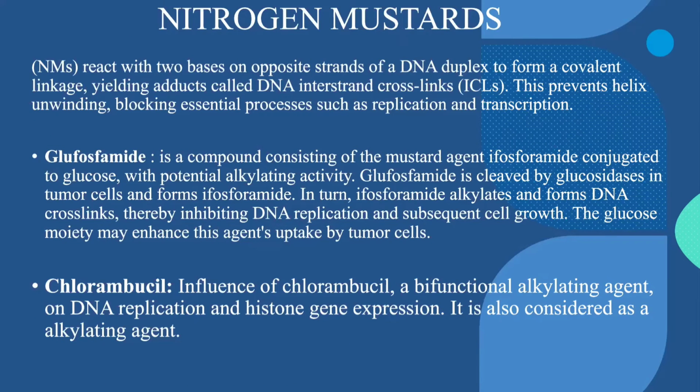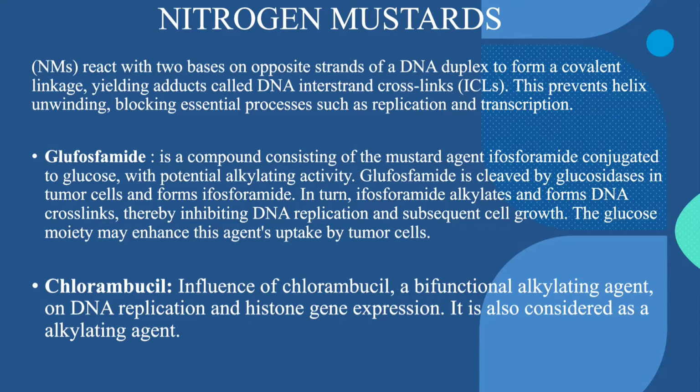And next one is the nitrogen mustards. Previously, we have seen alkylating anti-neoplastic agents. Some of the nitrogen mustards also act as alkylating anti-neoplastic agents, so these groups also add alkyl groups. But nitrogen mustards have a speciality, that is they react with two bases on the opposite strands of the DNA. We know the DNA has two strands. So these nitrogen mustards act on both strands and cause the formation of a covalent linkage. This covalent linkage yields the formation of an adduct. This formation of the adduct blocks the replication process.